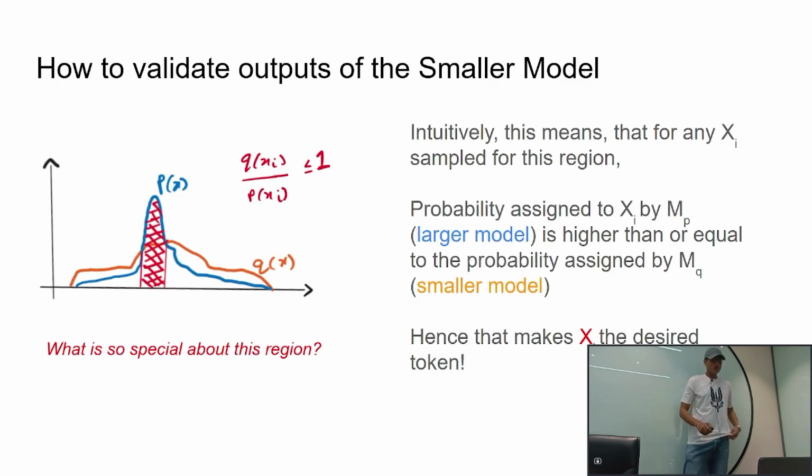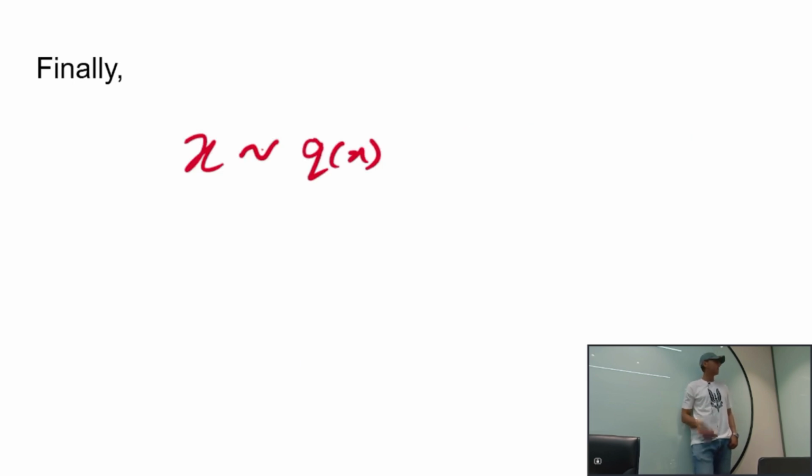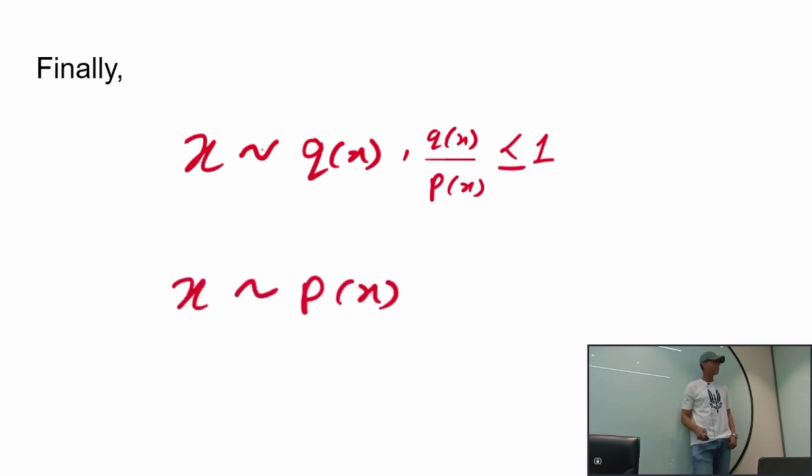Okay, so now what we do is, if this condition stands, that is, the probability assigned to the sampled token by the small model is less than that of the large model, in that case we sample that token from the small model, that is, we keep that token given this condition. Otherwise we reject it and we accept the token that is actually predicted by the large model.